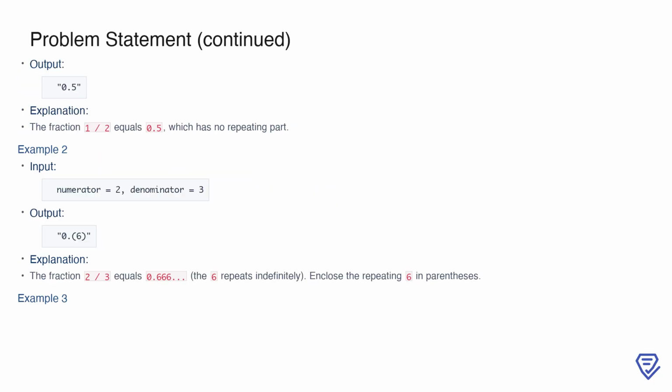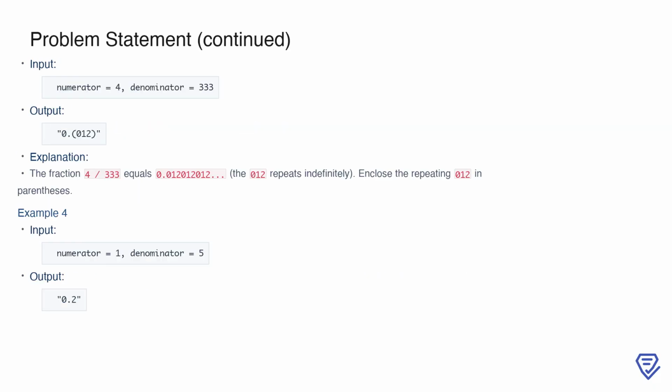For the first example, consider a numerator of 1 and a denominator of 2. Dividing 1 by 2 gives 0.5, which is a non-repeating decimal. Therefore, the output is simply the string 0.5. In the second example, we have a numerator of 2 and a denominator of 3. Dividing 2 by 3 results in 0.666, where the digit 6 repeats indefinitely. To represent this repeating decimal, we enclose the repeating part in parentheses, giving us the output 0.(6). These examples demonstrate how the output format changes based on whether the decimal has a repeating part or not.